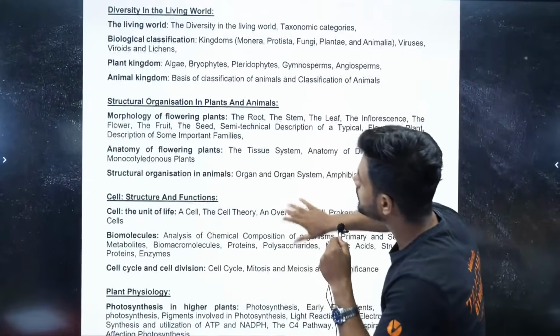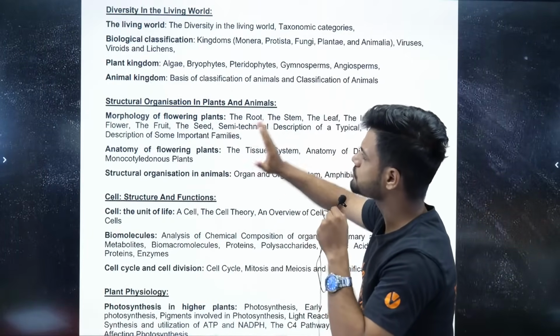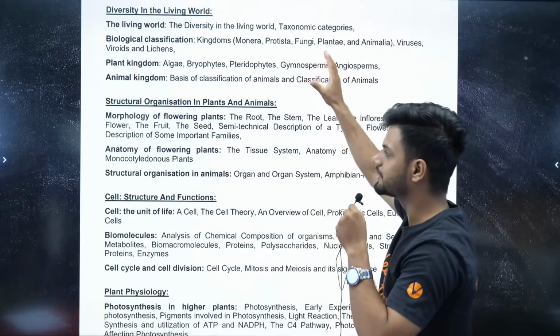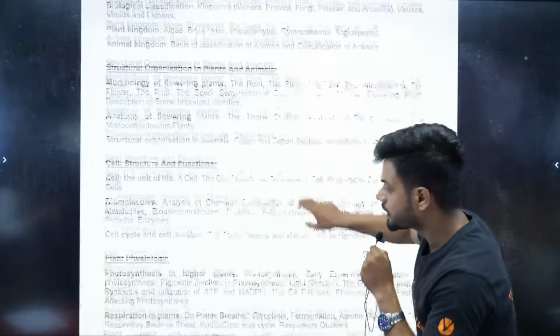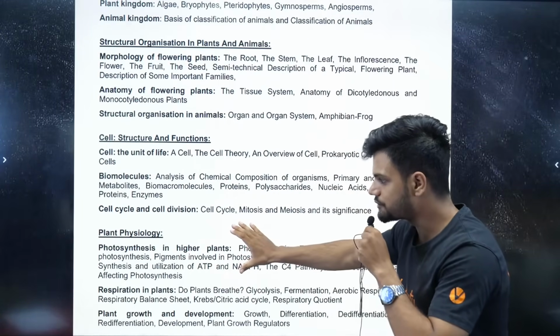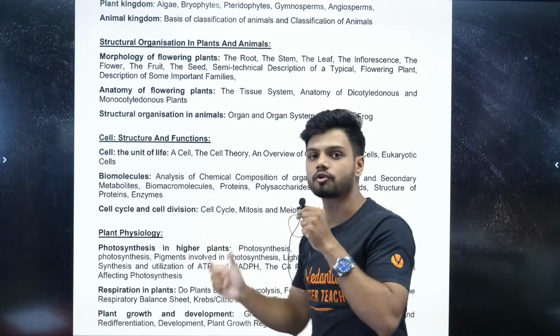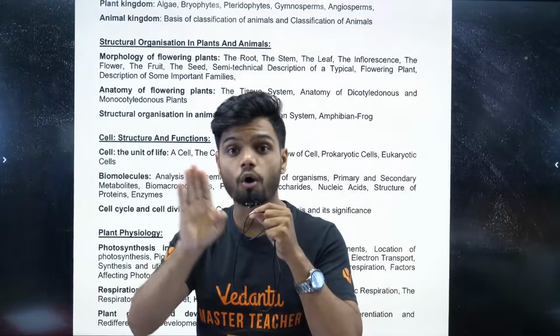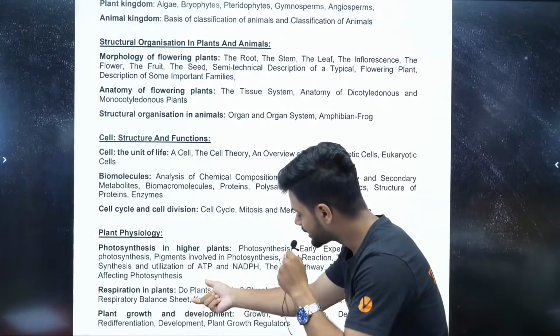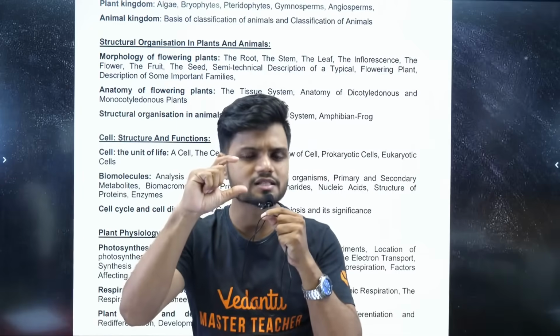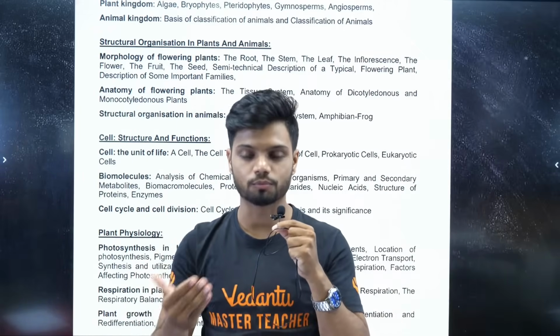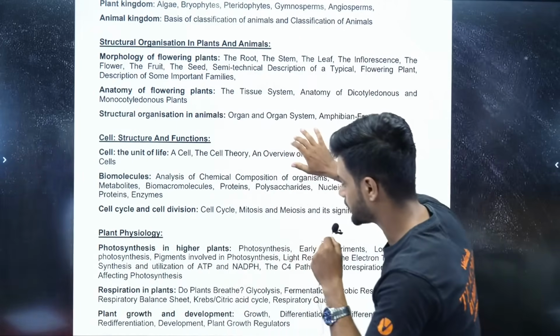Then we have your plant kingdom, animal kingdom. Not many questions, so you cannot disregard them, but give less attention there. Anatomy, you can expect some questions. Then plant physiology. In your plant physiology, main questions will come from the C3 cycle or C4 cycle, or there will be questions from your glycolysis, Krebs cycle, and electron transport system. That is the location where you need to put more attention. That is when it comes to botany.